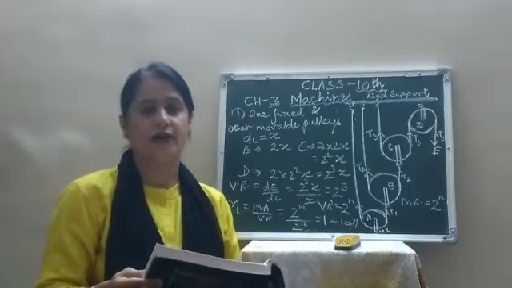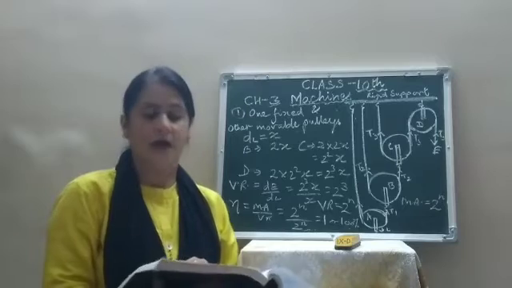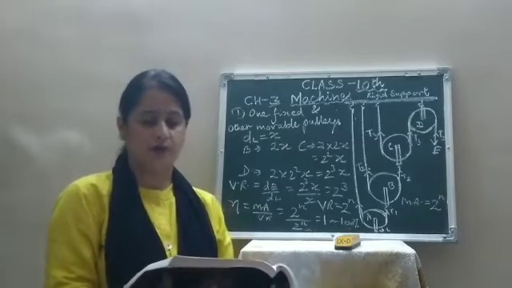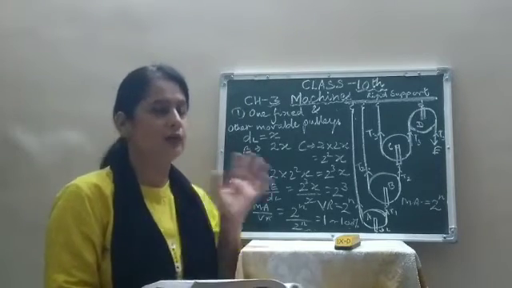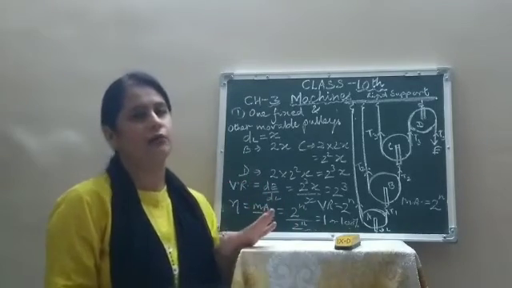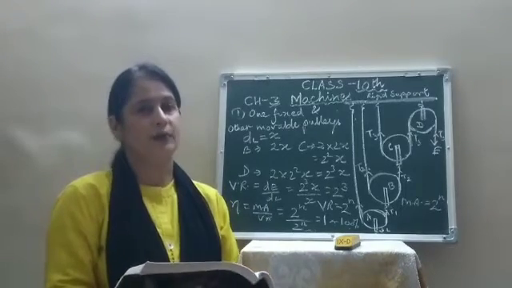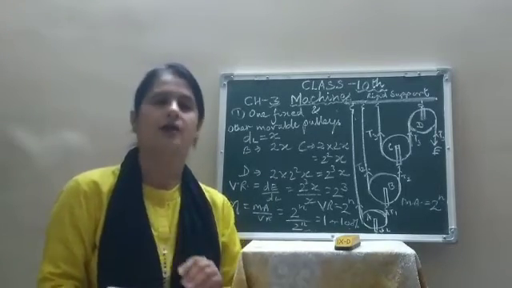In actual practice, both the weight of the pulleys and the string and the friction between the bearings of the pulleys reduce the mechanical advantage. Velocity ratio will not change, it will remain fixed. But the mechanical advantage will be reduced and the efficiency of the system will become less than 100%.